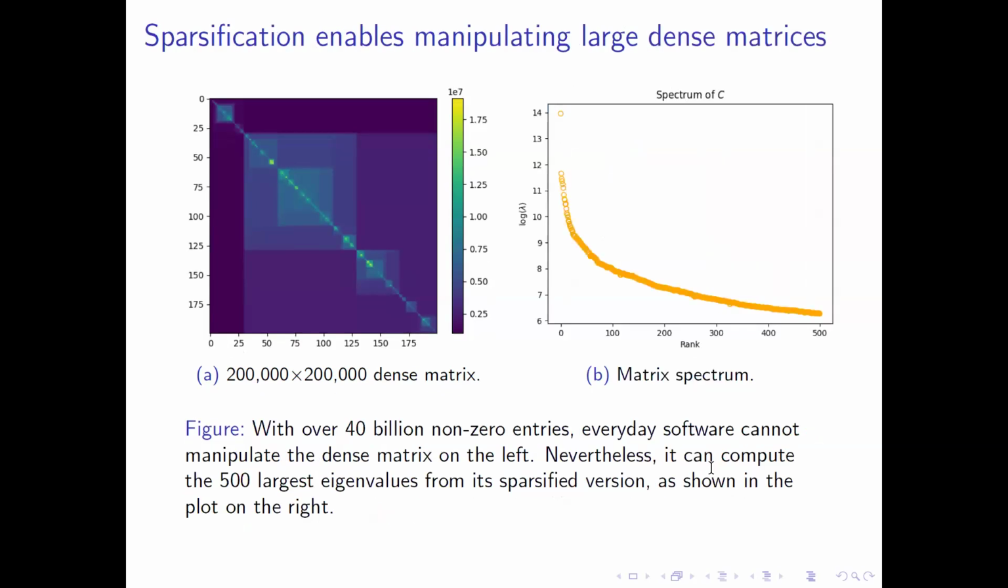And importantly, since these are sparse matrices, we can do all sorts of computations that weren't accessible to us before when we just had access to the dense matrix, if we could do any at all. But here, I was able to find the 500 largest eigenvalues from the spectrum of this matrix, which alone would be almost impossible to do just from the dense form.